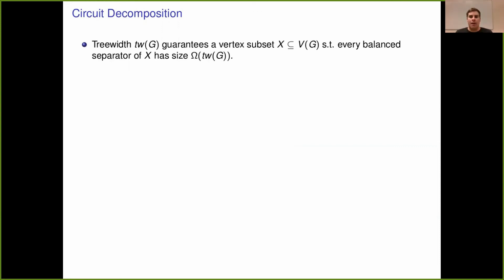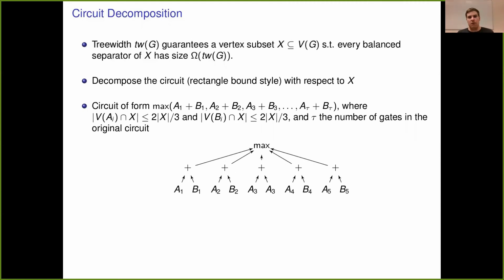And now let's go towards the lower bound. Let's apply some known techniques. If we have a large tree width on a graph, then there must be some vertex subset, an unbreakable set X, such that any balanced vertex separator of X has size at least linear in tree width. And then what we do is we use this well-known circuit decomposition technique, a rectangle bound style technique.